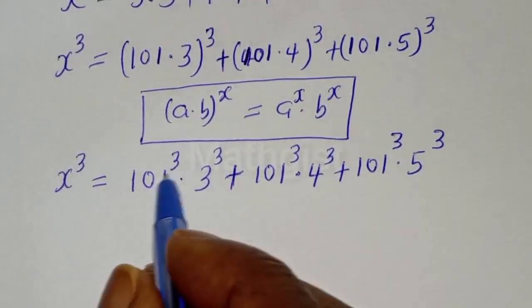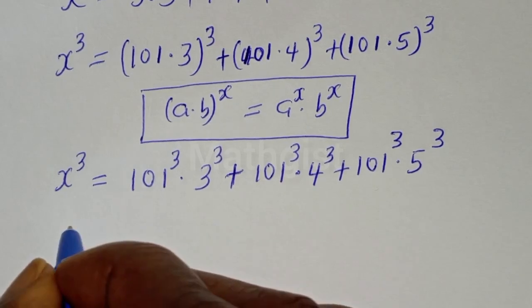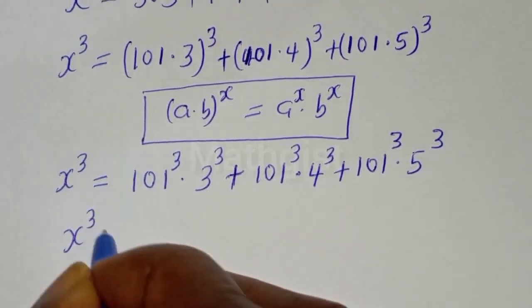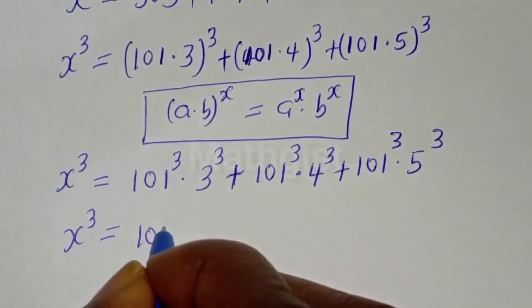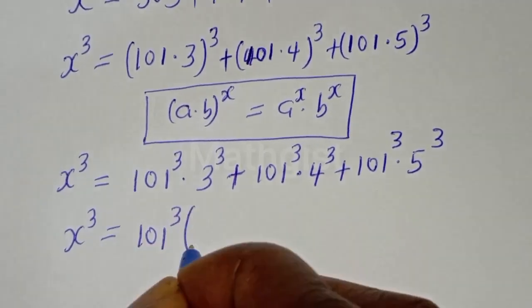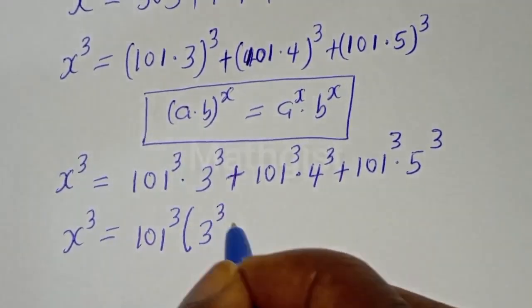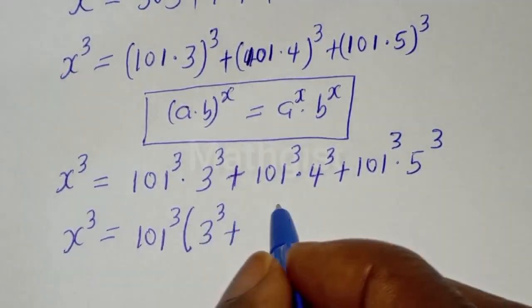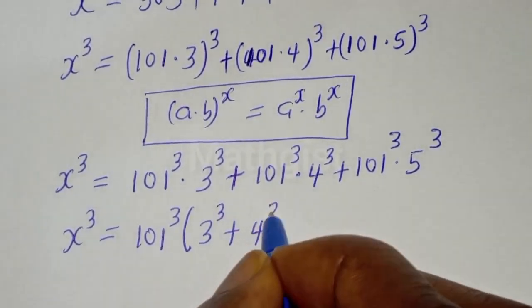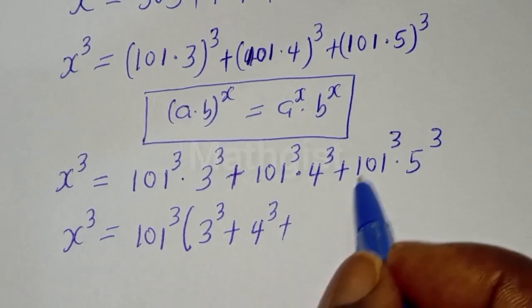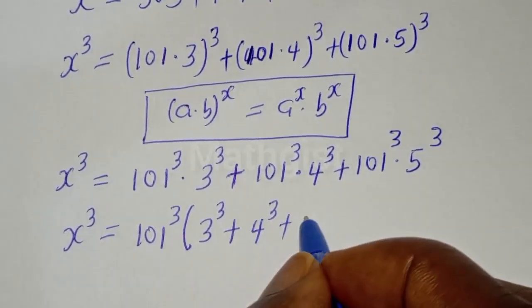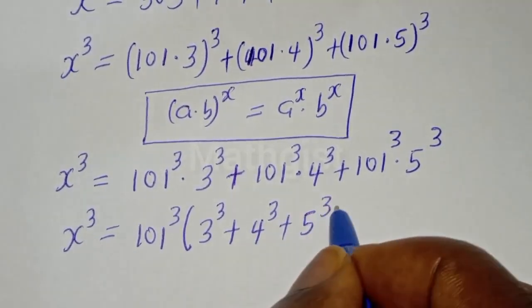We can see that 101 to the power of 3 is common. Let's bring it out. S raised to power 3 is equal to 101 to the power of 3 bracket, this divided by this, we have 3 raised to power 3 plus this divided by this, we have 4 raised to power 3 plus this divided by this, we have 5 raised to power 3.